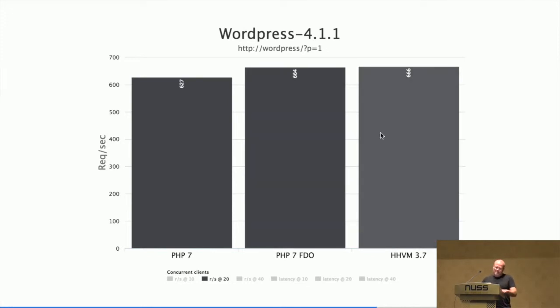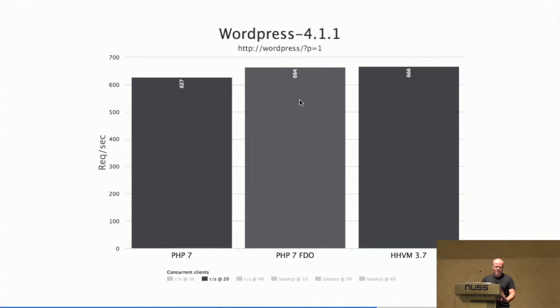This benchmark is about 2 months old at this point. We have made a few improvements since then. HHVM 3.8 has made a few improvements. So the numbers for the current version of PHP 7 and HHVM 3.8 might be slightly off, but it's going to be very, very close.